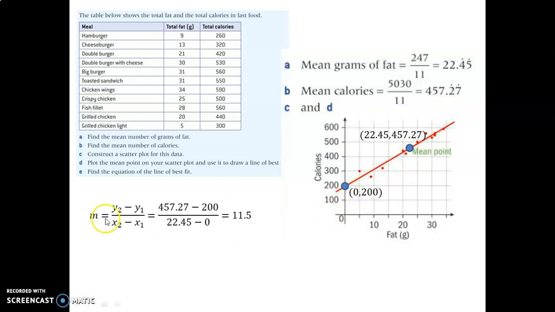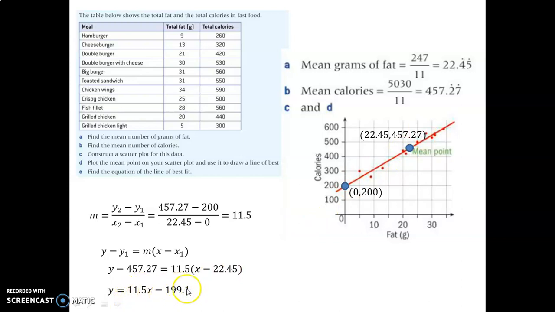Okay, hopefully when you calculate the slope, you use the slope formula, and you took that y value minus this y value over the x value minus the x value, and you got a slope of about 11.5. Then using this form of a linear equation, we can create a linear model for this line of best fit. That simplified is this.